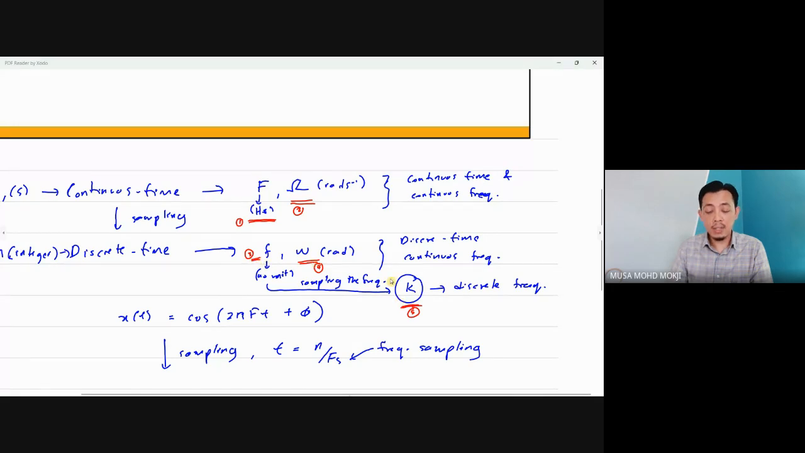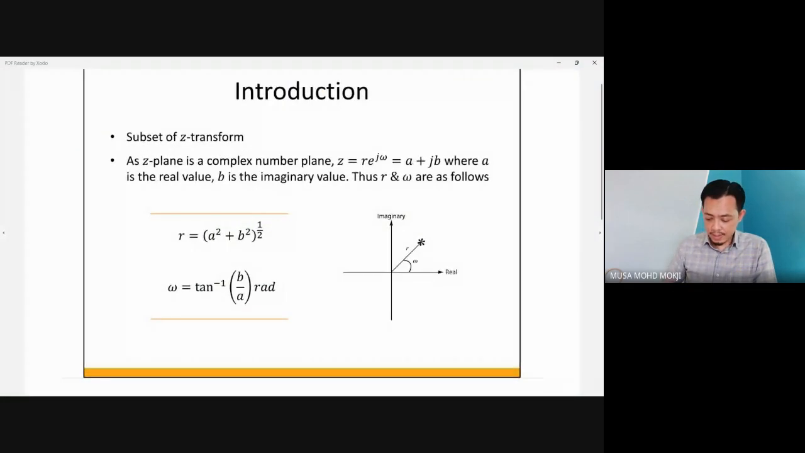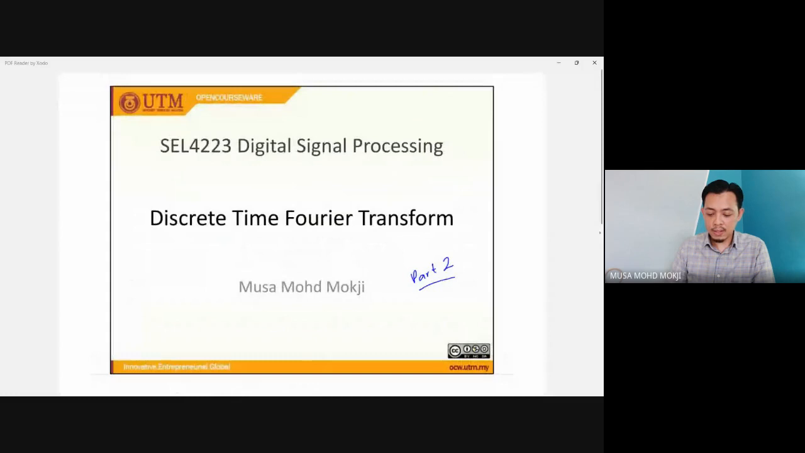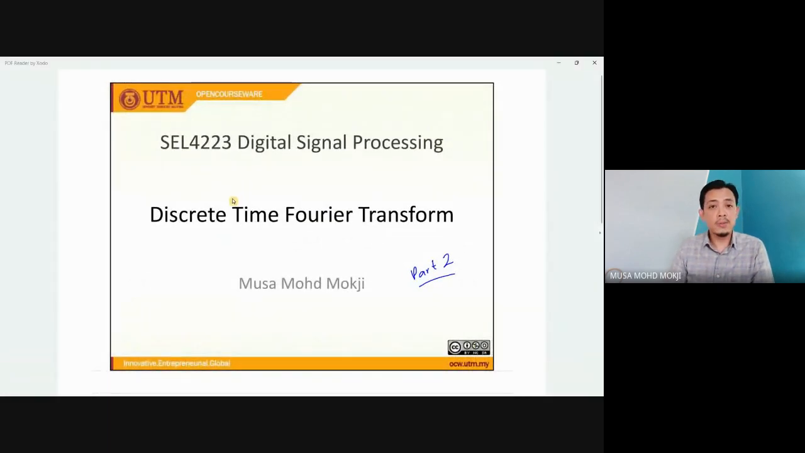So we have an additional 3 frequencies compared to the previous courses, where it was just capital F and capital omega. Now we have another 3 because of two sampling processes: one is time sampling, and the other is frequency sampling. All right, let's go back to our title. The title here is what we call the discrete time Fourier transform, in short, DTFT.